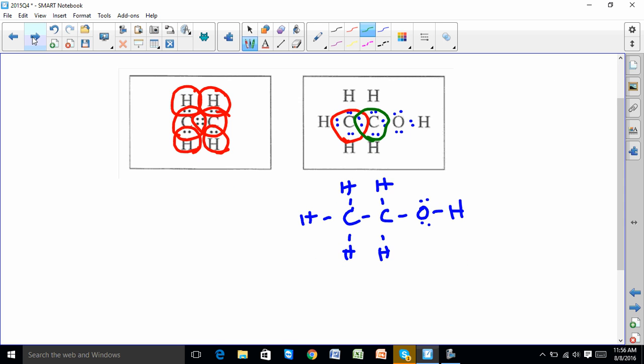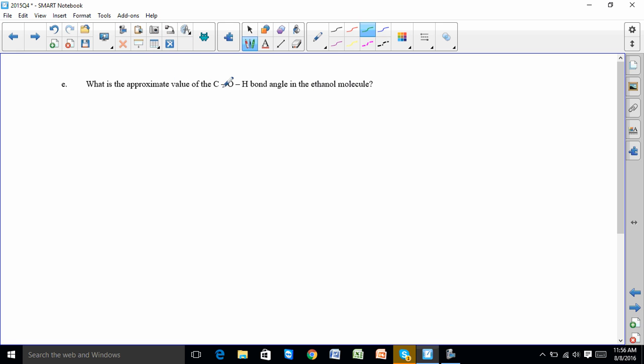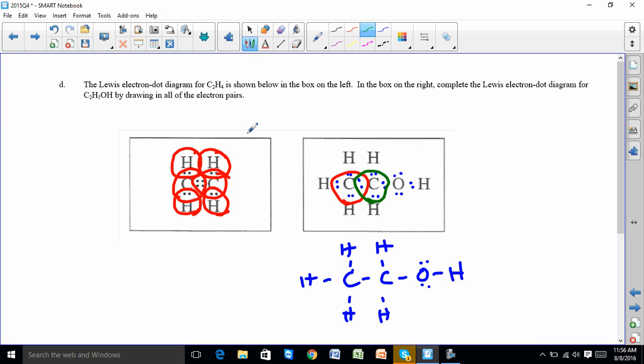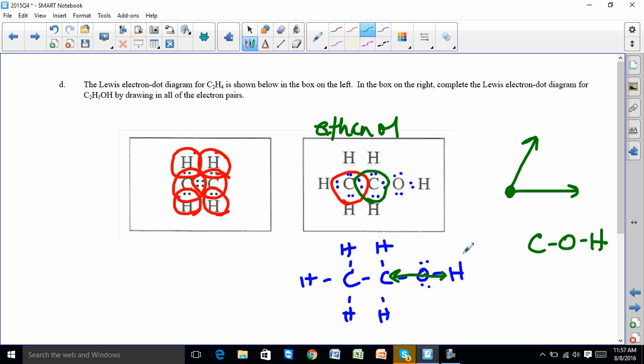Okay, so then next thing is, what is the approximate carbon, oxygen, hydrogen bond angle in the ethanol molecule? This must be ethanol. This has to be ethanol because it's the only one that has oxygen in it. So basically, this is what you do. If you remember your 9th grade geometry, when you have a big molecule like this, the vertex is really important. So they're interested in carbon, oxygen, hydrogen. So they're interested in this bond angle. Now it looks linear here, but it's not.